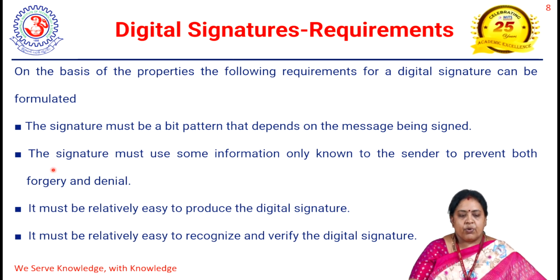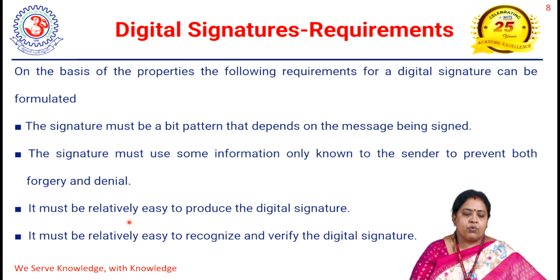Another requirement is the signature must use some information only known to the sender. Why? In order to prevent both forgery and denial. Forgery means the receiver is going to produce another message and claim that it has been sent by the sender. The sender can also deny. So, in order to avoid these two conditions, the signature must have some information only known to the sender.